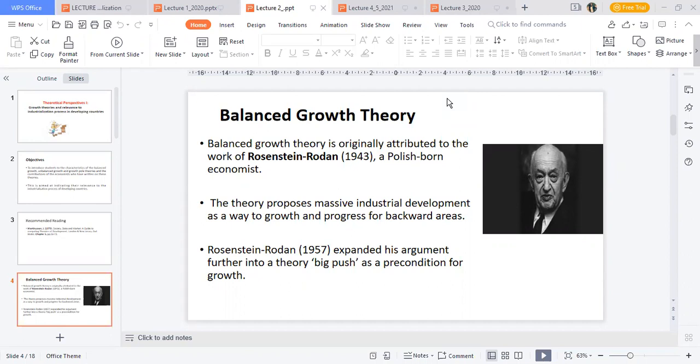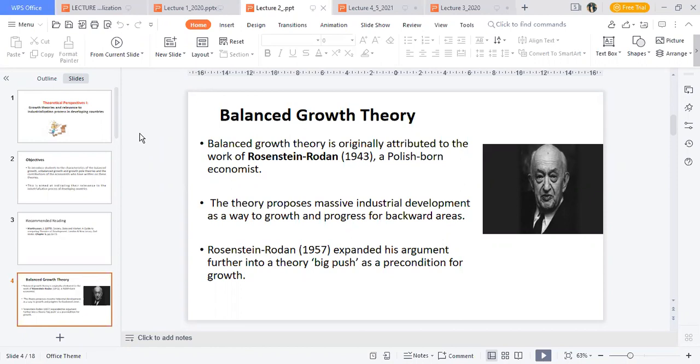So let me start with the theories. This first theory is called the balanced growth theory. I think we all did regional last semester, so I will still touch on it for you. The first theory is the balanced growth theory, and then the unbalanced growth theory. Last semester was the unbalanced one, but this year we are dealing with the two: the balanced growth theory and the unbalanced growth theory.